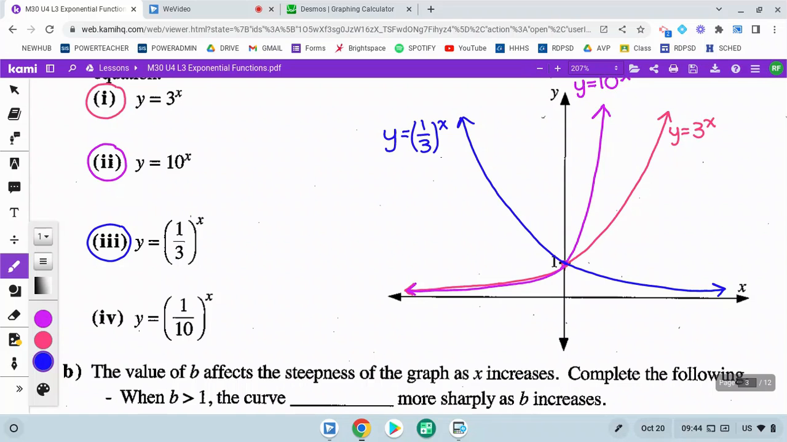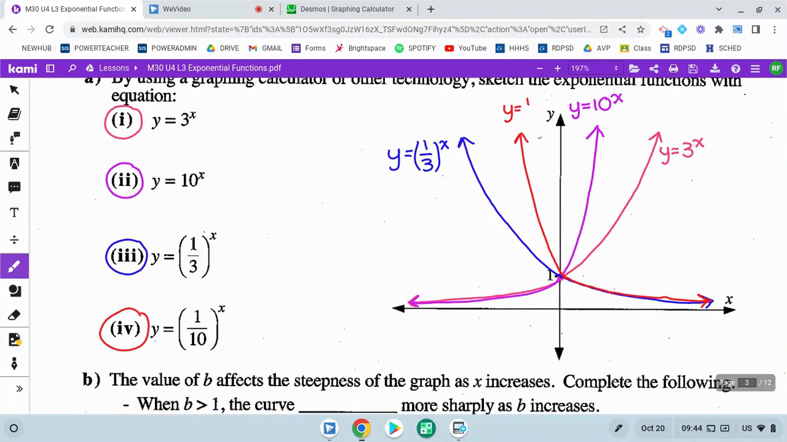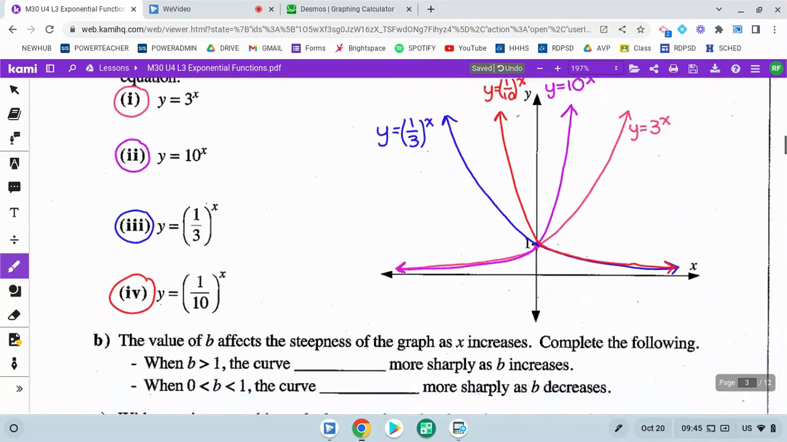Gotta make sure you have brackets around your base so that you can see the x is attached to the entire fraction and not just to the numerator. Then the next one I have, we knew it was a little bit steeper. We knew it was a reflection of our growth function on the other side. So somewhere around there is good. Okay, and beautiful. Those all look fabulous.